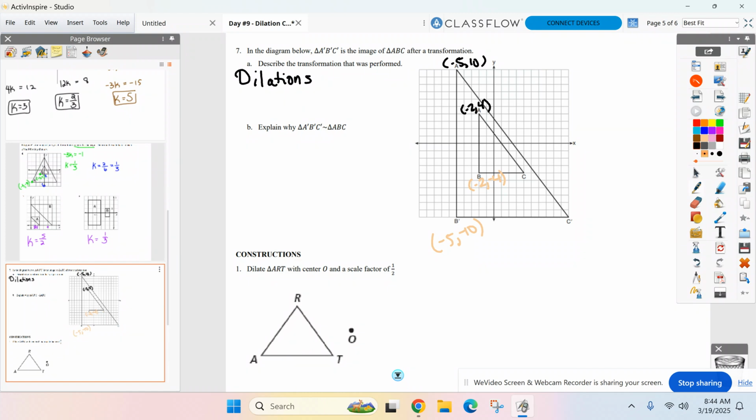So hopefully you're finding out it is centered at the origin. So dilation. It's a dilation centered at the origin. And now I just need the scale factor. And hopefully your scale factor is bigger than 1, because I'm looking at points that are getting further away from the origin.